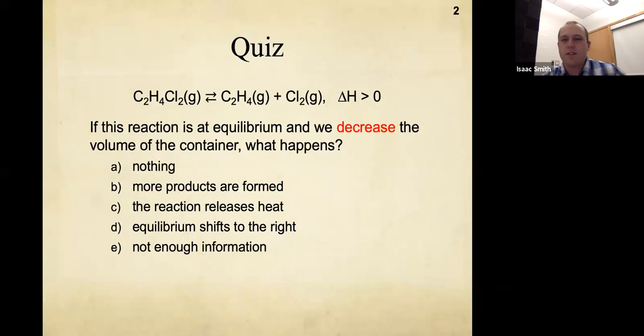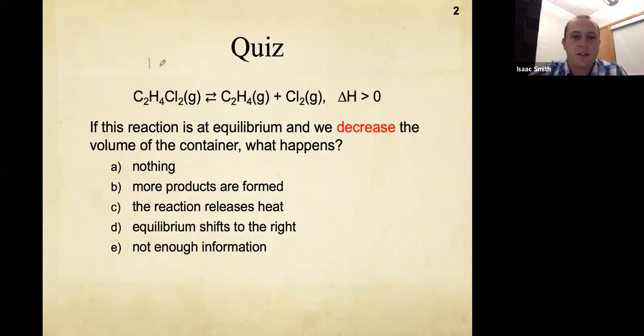So let's start off doing a review quiz from the last lecture. Okay, so this says if this reaction is at equilibrium and we decrease the volume of the container, what happens? Okay, so we talked about a couple ways to know which way the reaction will shift if you decrease the volume of the container. One way is just to memorize what happens. The other way, which I like to do, is to look at the number of moles.